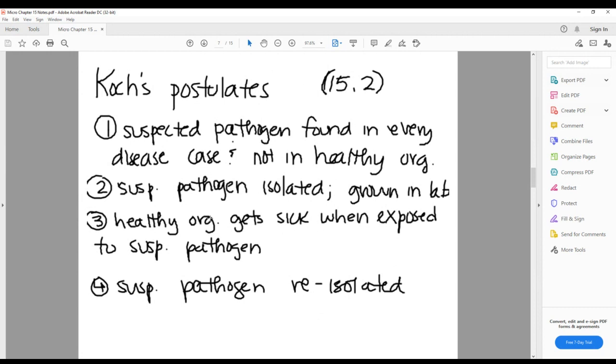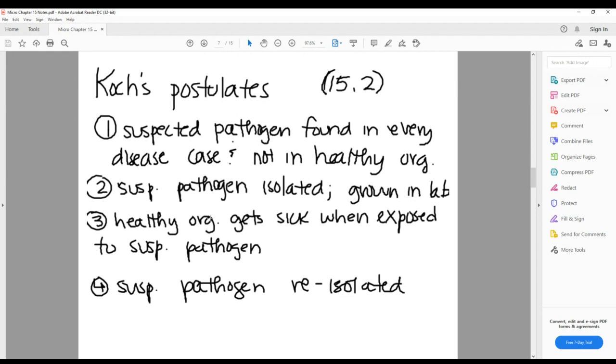Now, as we get into 15.2, we get into Koch's postulates. So Robert Koch, who we know was essentially the father of the microbiology laboratory, invented a lot of the procedures that we still use today. He came up with this idea of how to determine if a suspected pathogen is actually the cause of the disease. And so what he came up with is that the suspected pathogen has to be present in every individual, every organism that's sick, and absent in those who are healthy. Then that suspected pathogen has to be isolated, and we grow it in the lab. And then we take a healthy organism, we introduce it to the pathogen, it gets sick, and then we re-isolate that pathogen again.